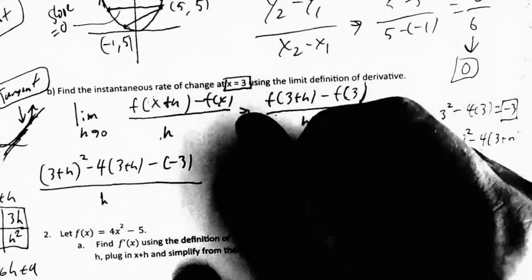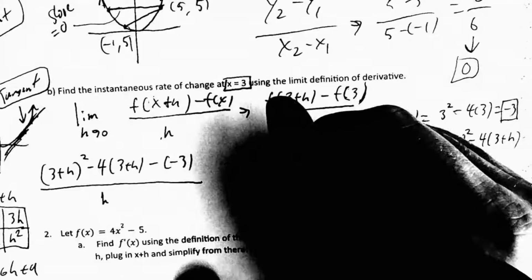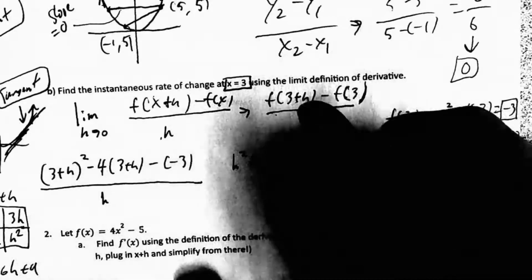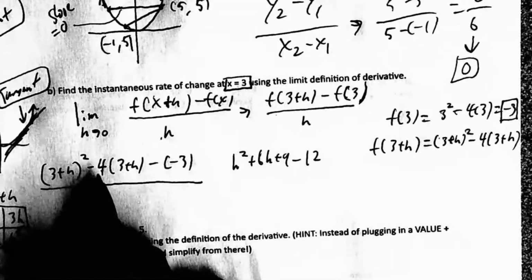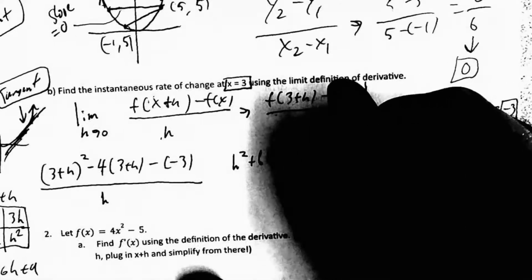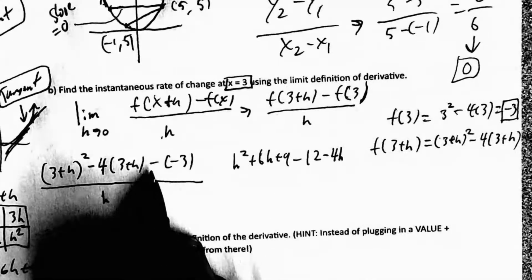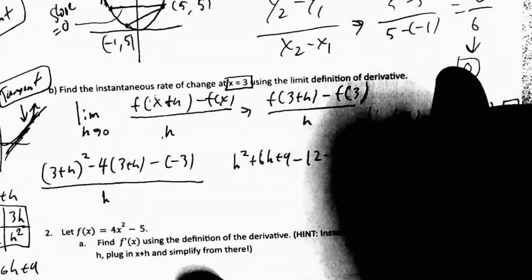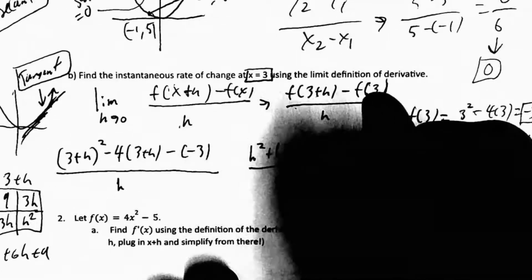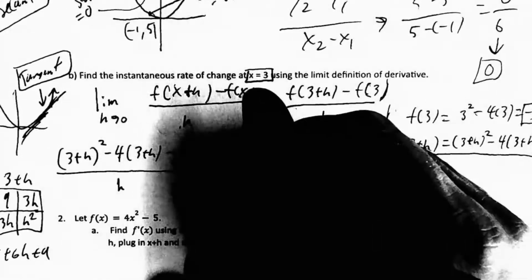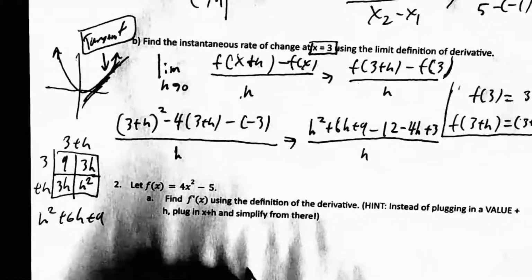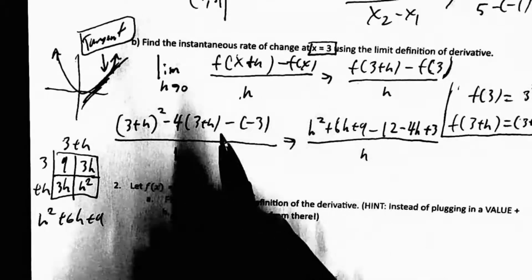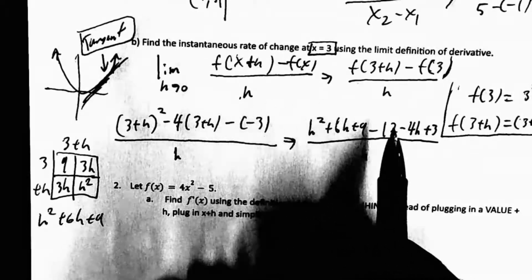So I'm going to write that out here. H squared plus 6h plus 9 minus 4 times 3 is 12 minus 4 times h is 4h, so minus 4h, and then minus a negative 3 is a plus 3. Let me just divide that out so it's not part of it. All over h. Still over h. Okay, so again, pause, slow down if you didn't understand that. 3 plus h squared is h squared plus 6h plus 9. Negative 4 times 3 is negative 12. Negative 4 times h is negative 4h. And then minus the negative 3 is plus 3.